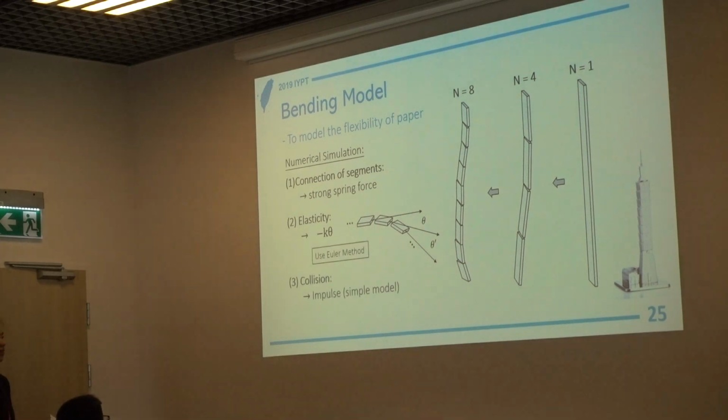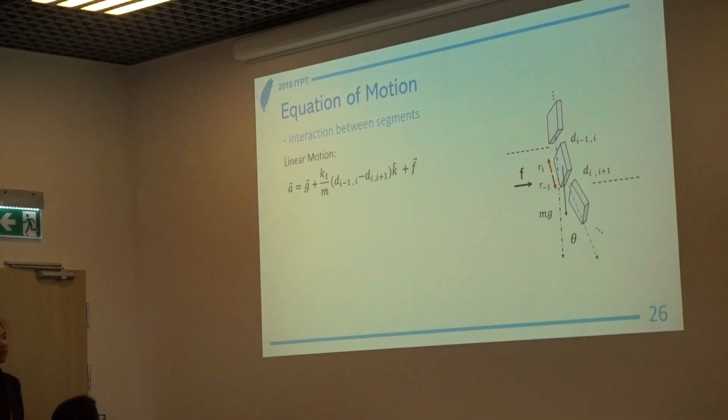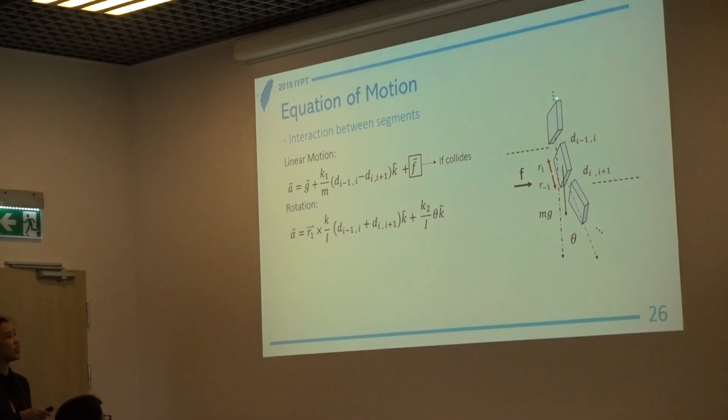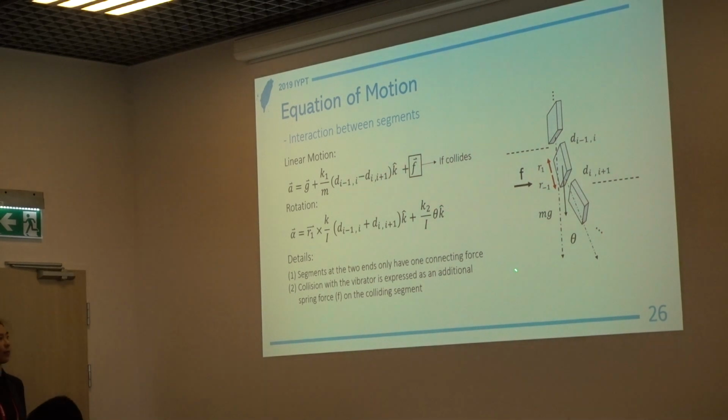We used Euler's method to model the collisions, and we still use the same force equation as we used previously. Now we have a new equation of motion, and we need to consider the new gravitational force, as well as the connecting force in between each segment. When the paper collides with the tuning fork, we have a new collision force. We will also have the torque on the paper that we calculated using this equation.